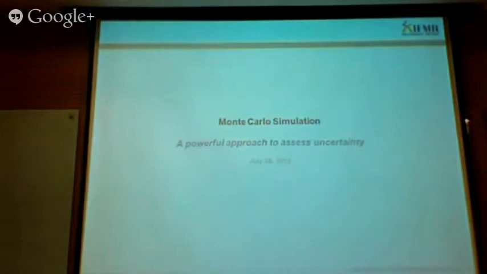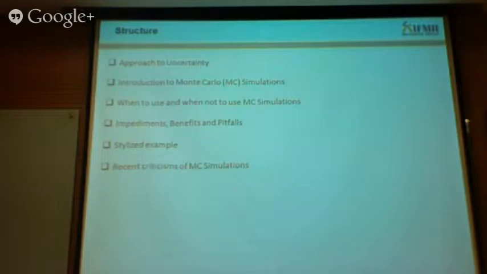So the structure is, we'll first look at the different approaches to uncertainty. Monte Carlo simulation is one of the techniques which you use to get a handle on how to handle uncertainty. Just very briefly, we'll touch on that so that we know where to place Monte Carlo simulation among the different techniques that are available to us. We'll start with the introduction then.